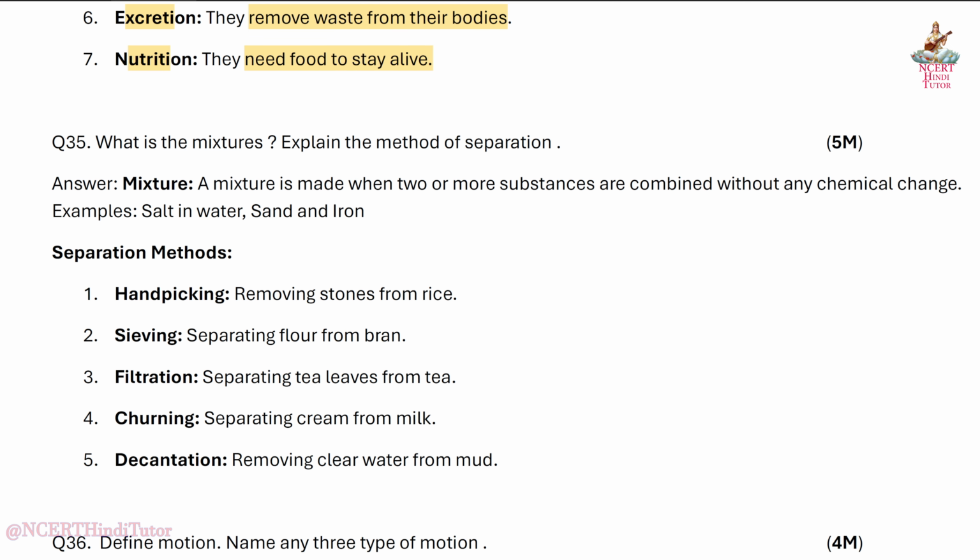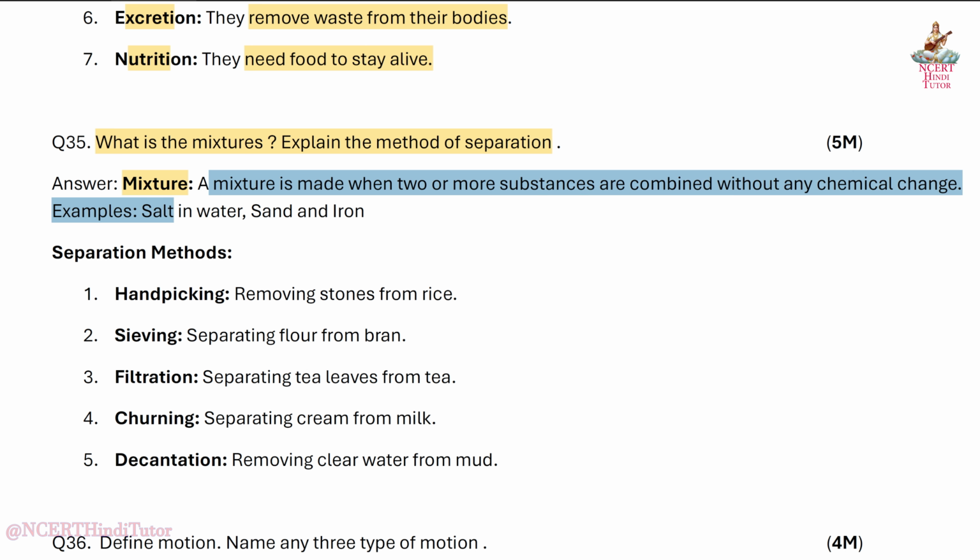Question 35. What is a mixture? Explain the methods of separation. 5 marks. Answer: mixture. A mixture is made when two or more substances are combined without any chemical change. Examples: salt in water, sand and iron. Separation methods: first, hand picking, removing stones from rice. Second, sieving, separating flour from bran.